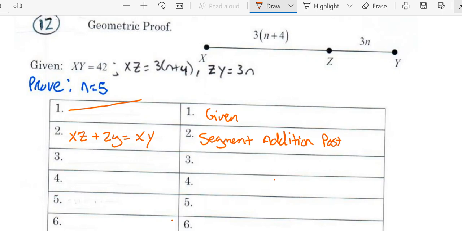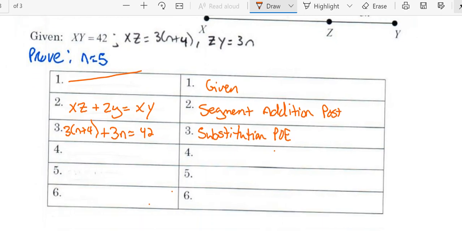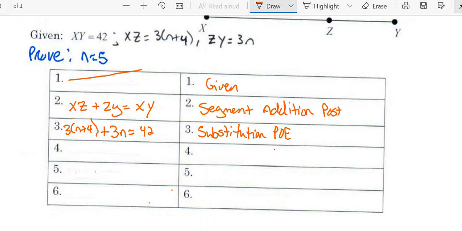Then we can substitute. So in for xz, we're going to put the 3n plus 4, plus 3n equals the 42, because the whole thing was given to be 42. And that's going to be substitution property of equality. From there we distribute, so it'll be 3n plus 12 plus 3n equals 42. Distributive property of equality.